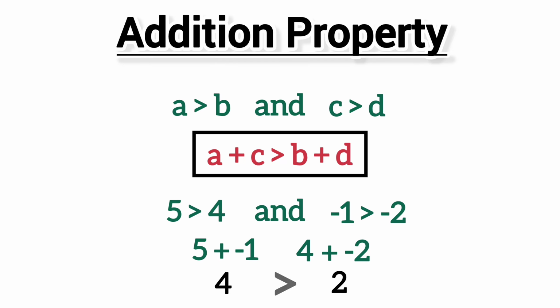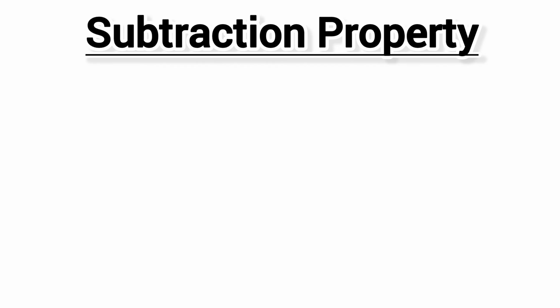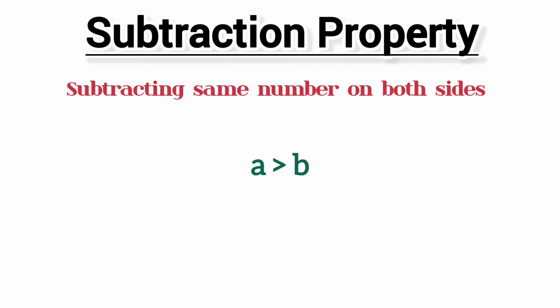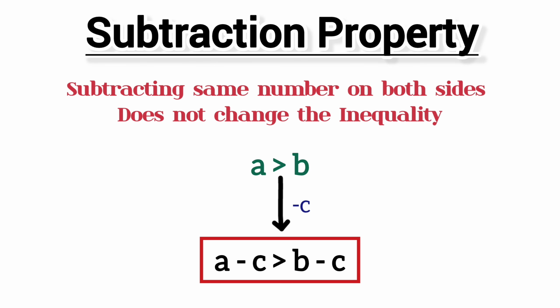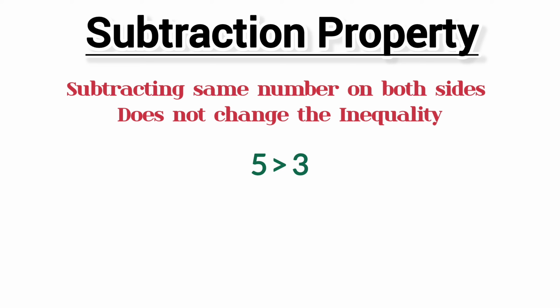Just like addition, we'll talk about subtraction property. If A is greater than B, then subtracting the same number on both sides does not change the inequality. So A minus C remains greater than B minus C. So 5 is greater than 3 and we subtract 2 from both sides. So 5 minus 2, 3, will remain greater than 3 minus 2, 1.